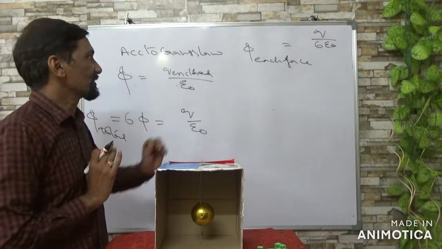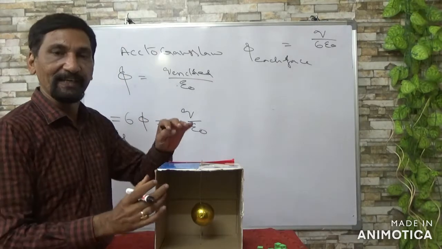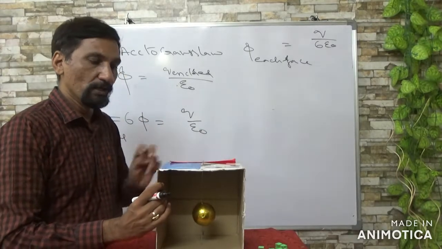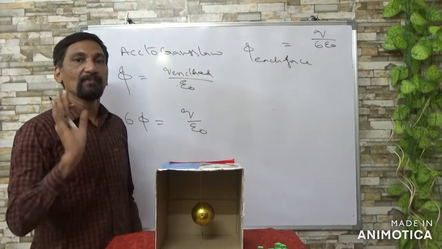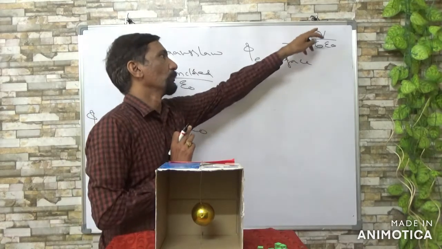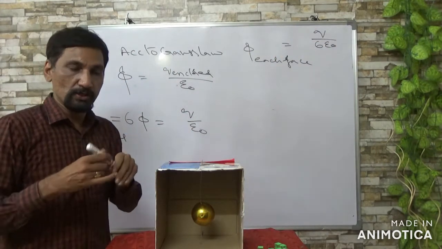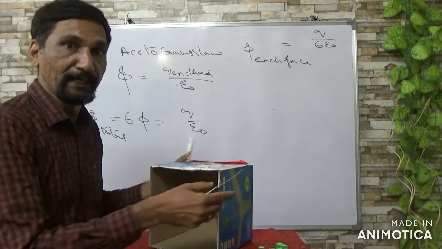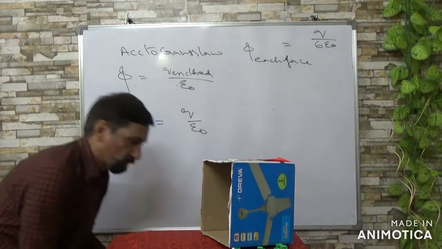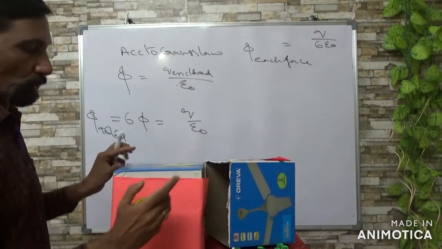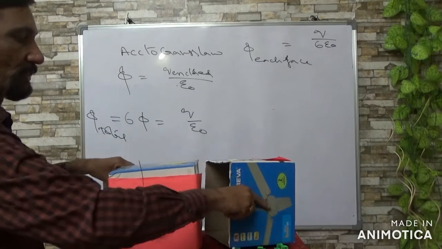Why have I taken 6 over here? Because the cube has 6 faces, right? 1, 2, 3, 4, 5, and bottom 6. So that is why the flux through each face will become Q by 6 epsilon naught. Now let us assume there is one charged body, instead of the center, placed at the center of one face of the cube, like this. So this is your problem.